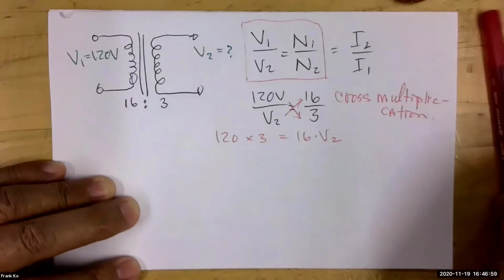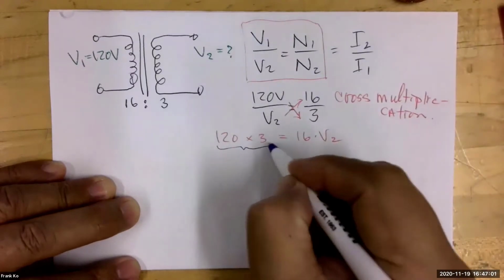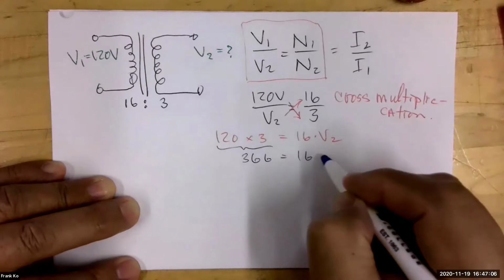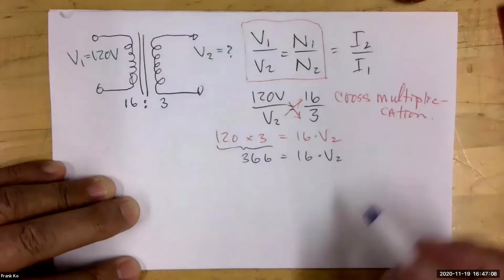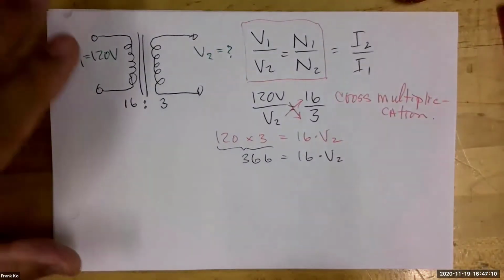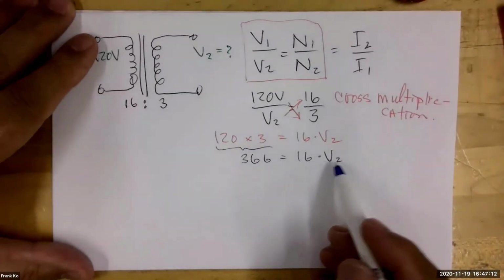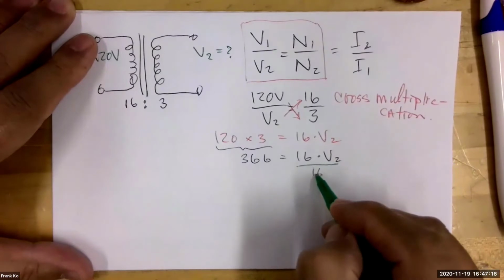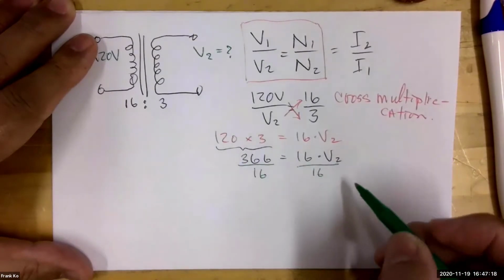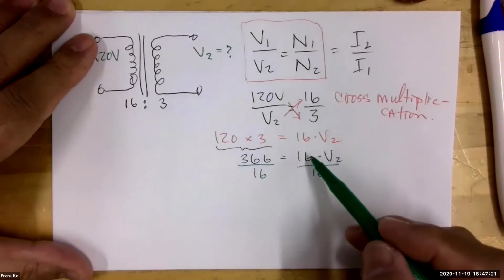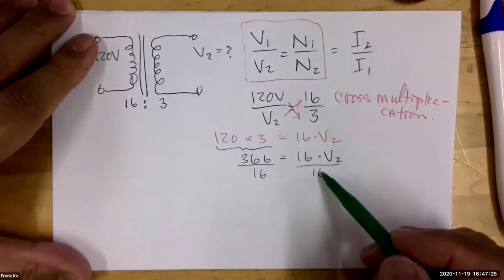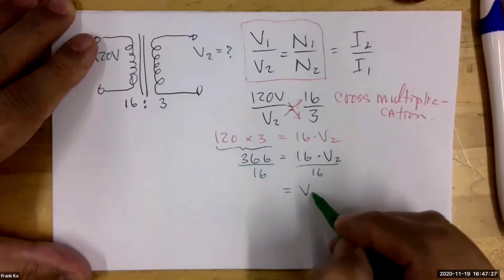So what is 120 times 3? Isn't this going to be 360 equals 16 times V2. And how do I find the V2? Is it divide both sides by 16, yes? So when I divide both sides by 16, won't the 16 in the numerator and 16 in the denominator cancel? So that leaves me with V2.